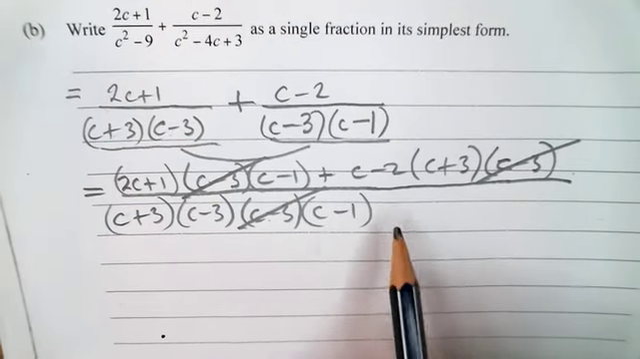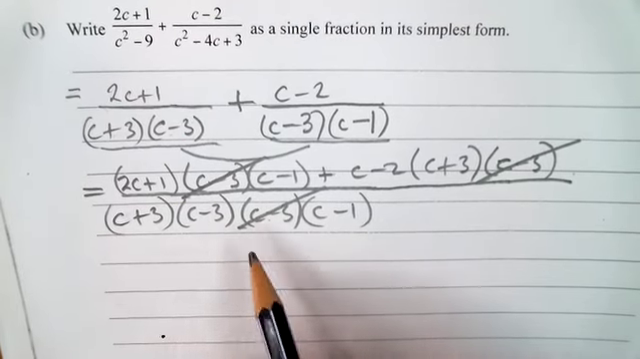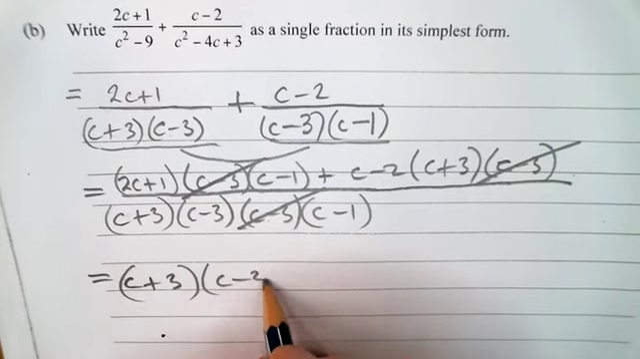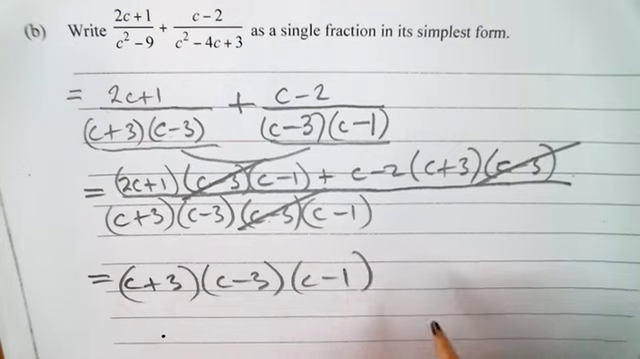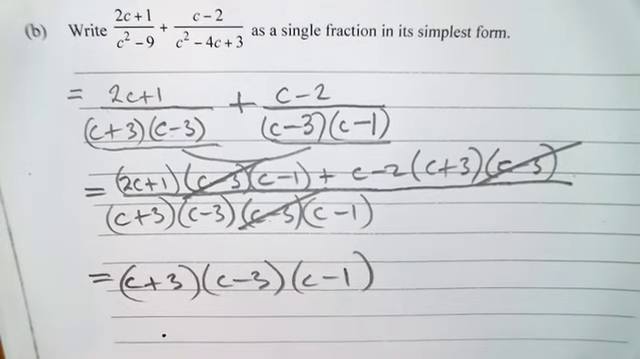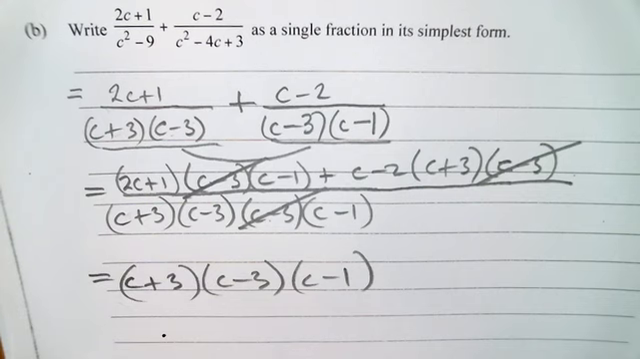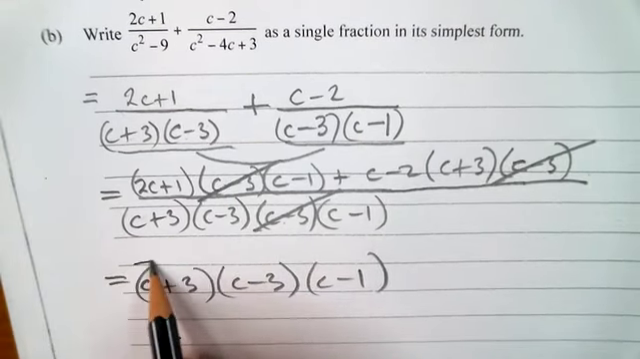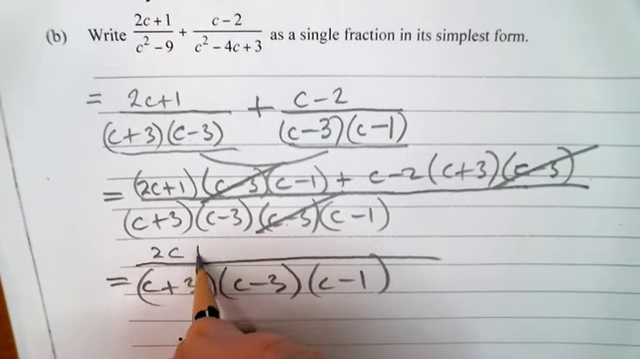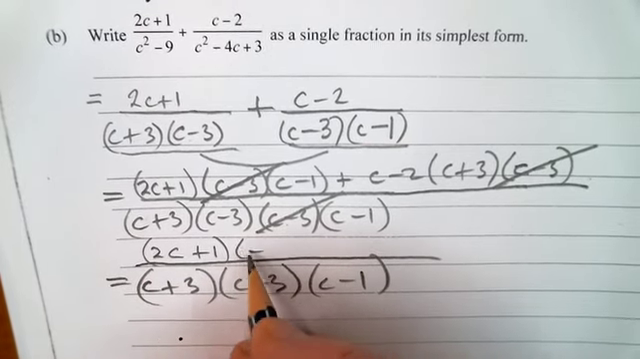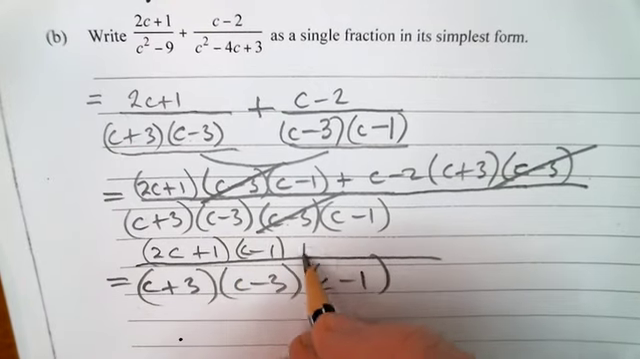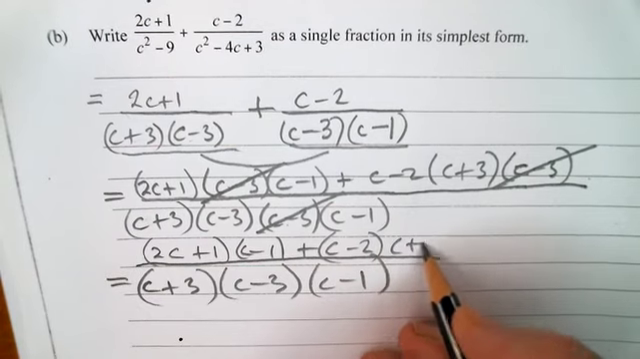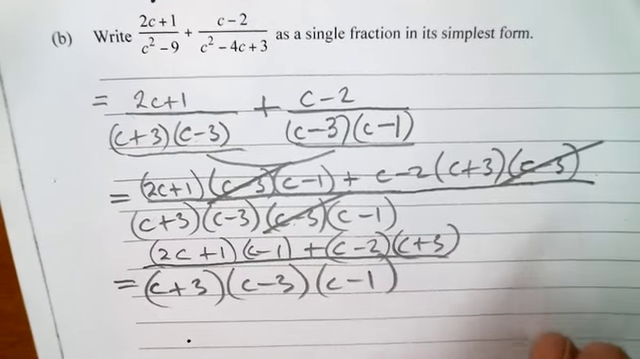Okay, so what are we left with here? I'm going to leave the bottom the way it is just for now in case I get an extra thing I can cancel with it. And I've got this here, so I'm going to expand out this bit first. So I've got 2c plus 1 times c minus 1. There it is. And I'm going to add that to c minus 2 times c plus 3. Now, let's expand that out.